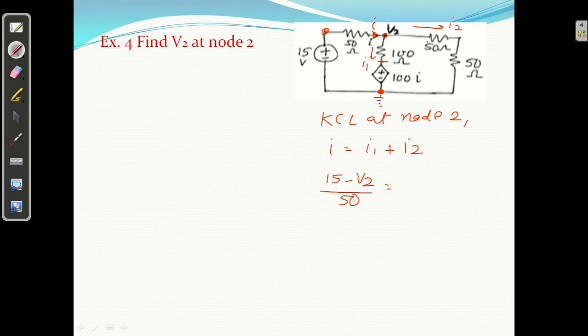What is the potential of this point? 100 I. The voltage rises from here to here, so 100 I. So what will the potential difference be? I1 equals V2 minus 100 I, that is also a voltage source, V2 minus 100 I upon 100 ohm. Okay, plus I2. What is the value of I2? V2 minus 0 upon 100. 50 plus 50.